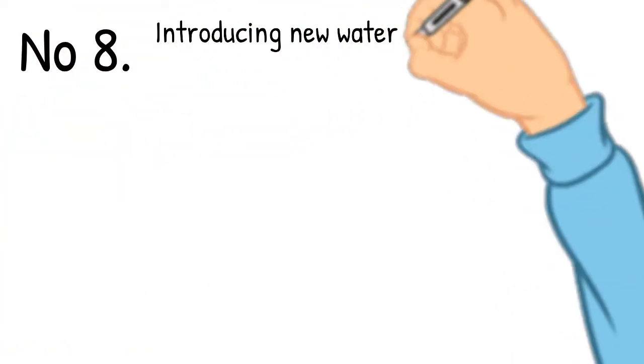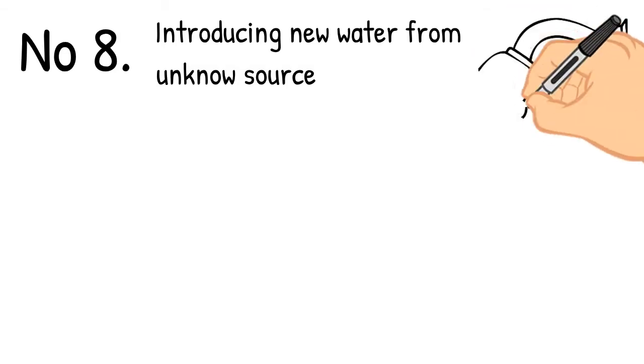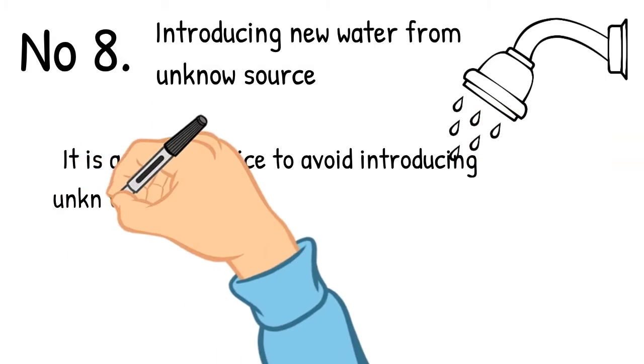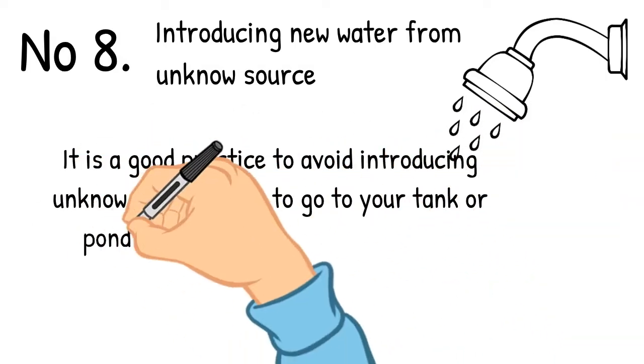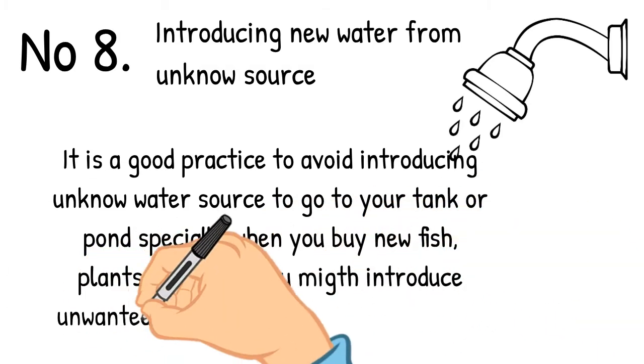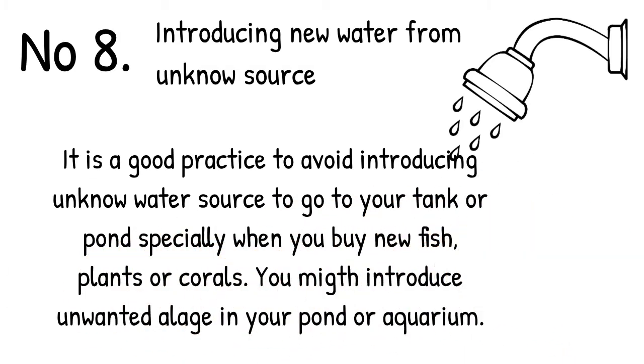Number 8. Introducing new water from an unknown source. It's a good practice to avoid introducing water from an unknown source into your tank or pond, especially when you buy new fish, plants, or corals. You might introduce unwanted algae in your pond or aquarium.